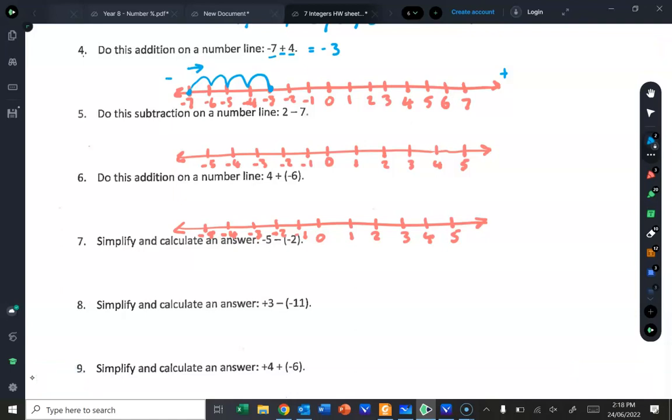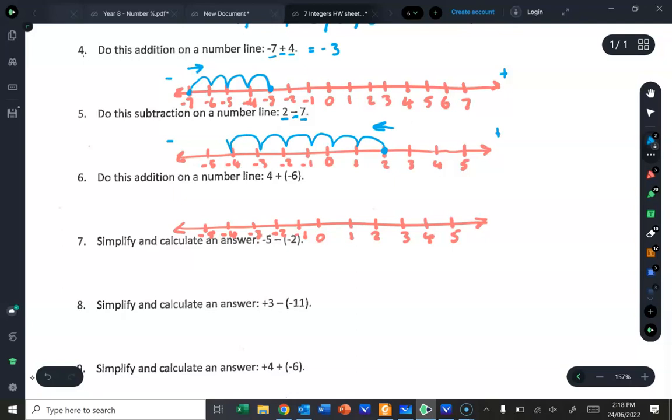Question 5, 3 instructions again. First of all, it tells you to start at 2. It tells you that you're going left because we've put our minus and plus in. It tells you you're moving 7 positions: 1, 2, 3, 4, 5, 6, 7. The answer is -5. Staying focused up this way for me on a Friday afternoon.